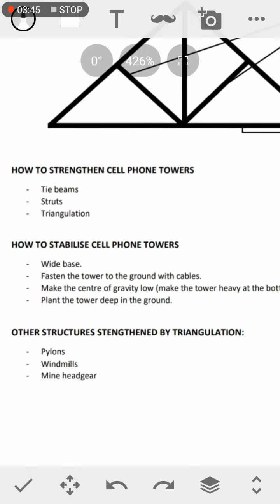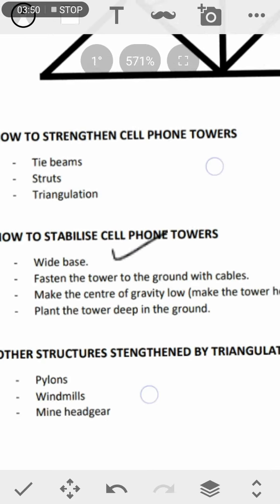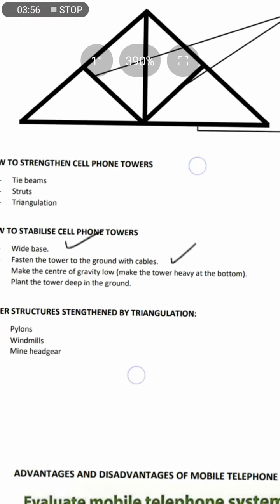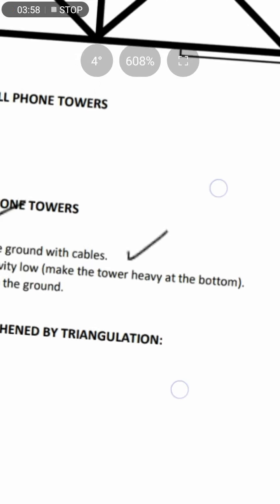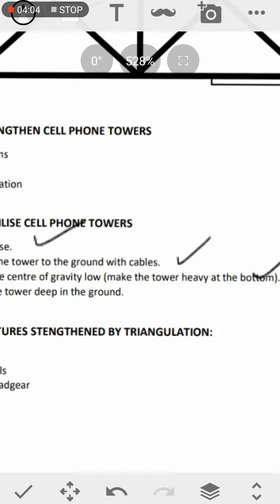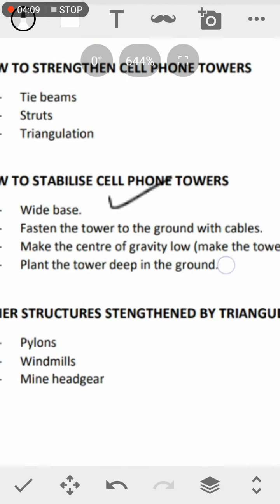In order to stabilize cell phone towers, which we did, we need to have a wide base. We can fasten the tower down to the ground with cables, and we can make the center of gravity low. In order to do this, you have to make the tower heavy at the bottom and light on the top. If not, it won't be stable and it will fall over. And lastly, you can plant the tower deep into the ground.